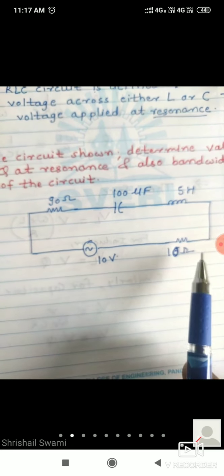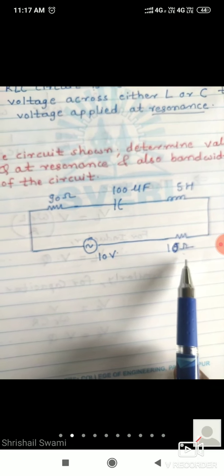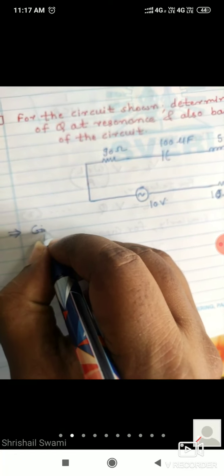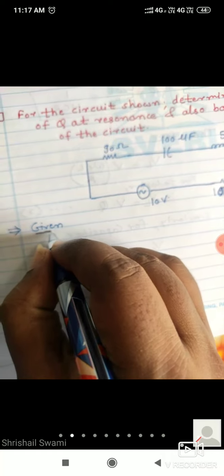So this is the applied voltage, 10 volt. A 90 ohm, 100 microfarad, 5 Henry, and again a 10 ohm resistor are connected. You have to find two parameters: one is the quality factor at resonance, and second is the bandwidth of the circuit. You have a number of equations with you. So start. I will give 5 minutes to complete this problem and tell the answer.